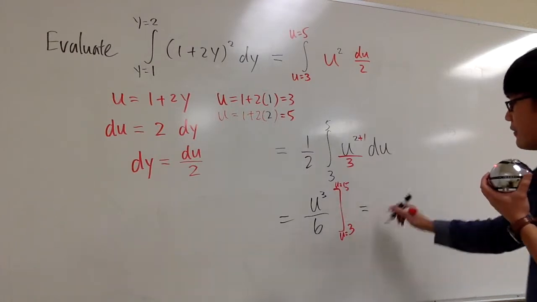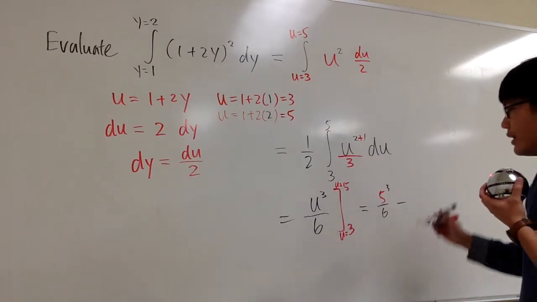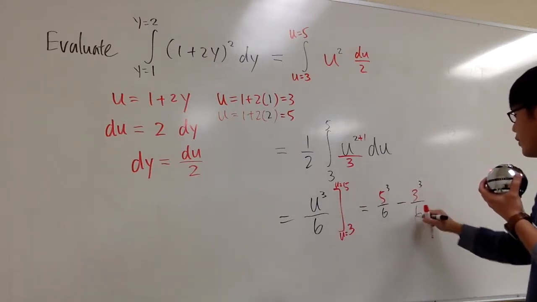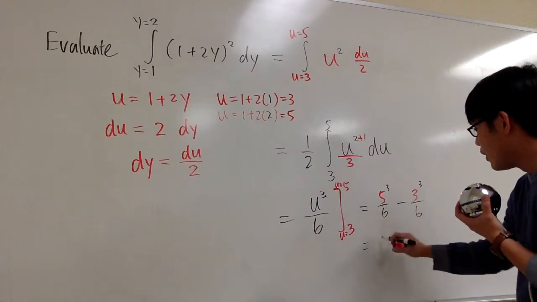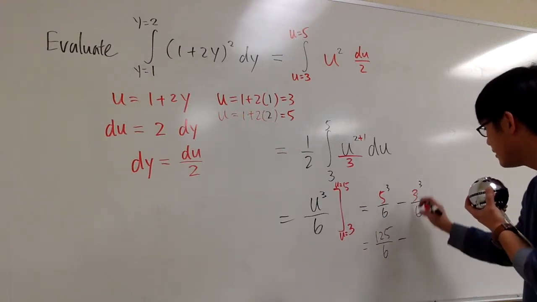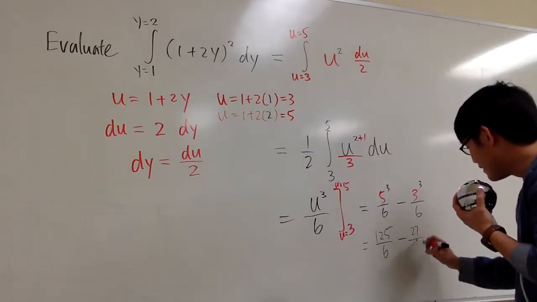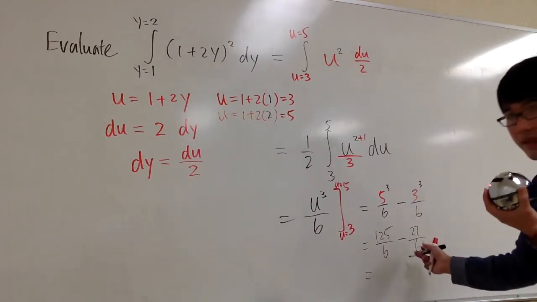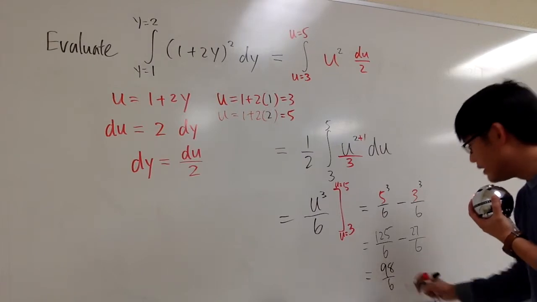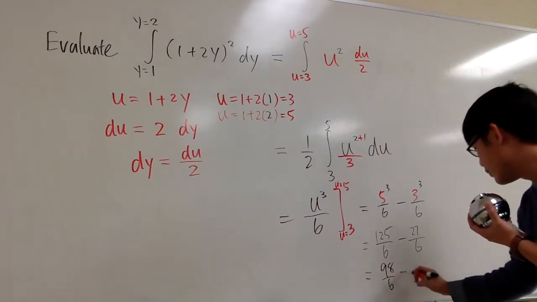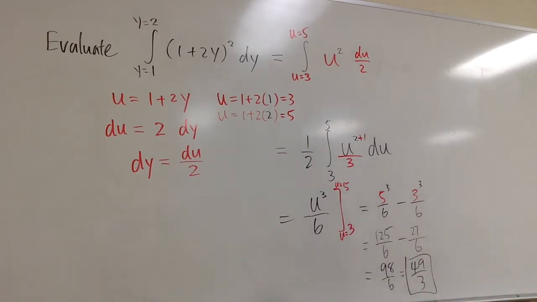And now I just have to plug in the 5 first. We have 5 to the third power over 6. And then we subtract, plugging 3 into the u. We have 3 to the third power over 6. And now the rest is just working out the fractions. So this is going to be 125 over 6 minus 3 to the third power. 3 to the third power is not 9, it's 27 over 6. Anyways, you subtract on the top, so 125 minus 27, you get 98 over 6. And please reduce fractions. 98 over 6, we know this should be 49 over 3. And it's the same answer as we got earlier. That's it.